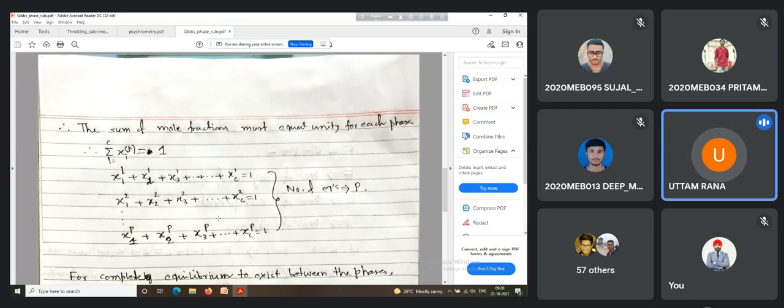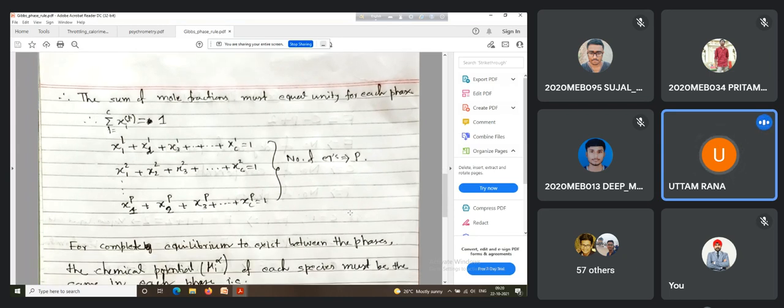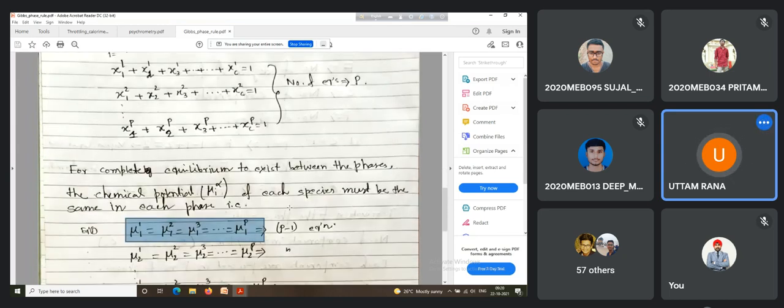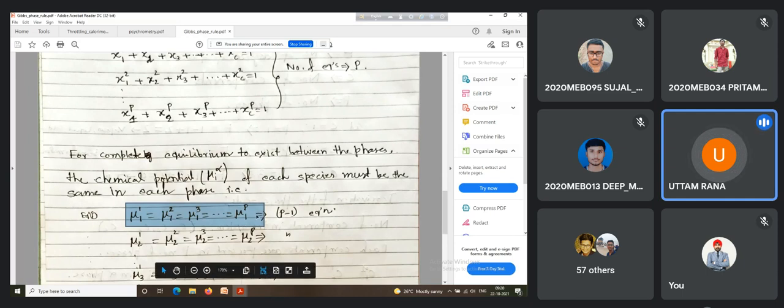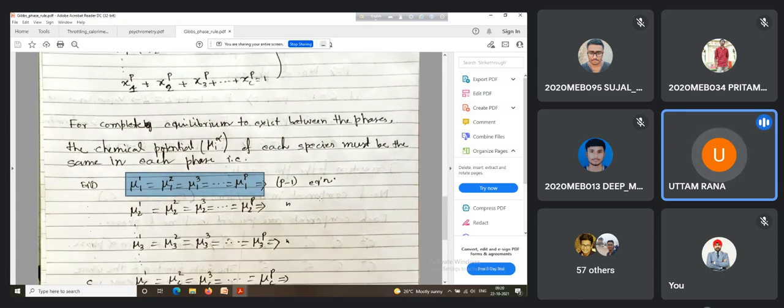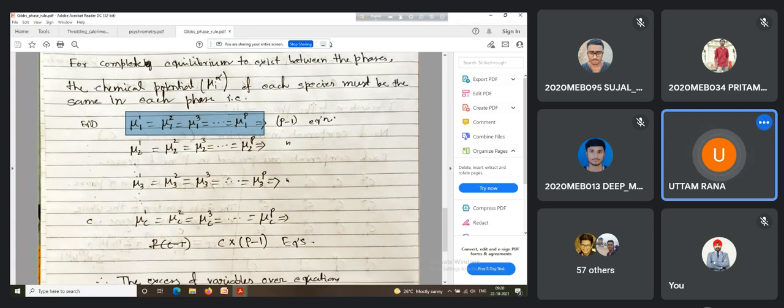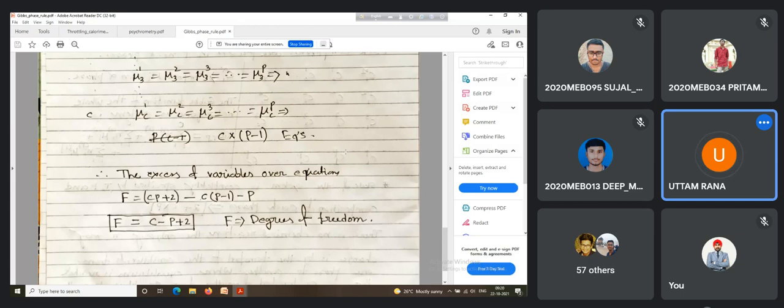Okay. So that gives us P number of equations for P phases. And equality of the chemical potentials of different components in their respective phases gives us P minus 1 equations for each component. So if there are C components, we have C into P minus 1 equations. So how many excess variables are there in the equations? These are the total number of variables. We have this much number of equations and this.